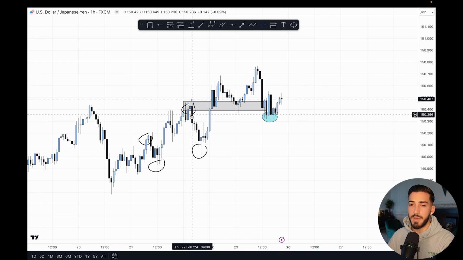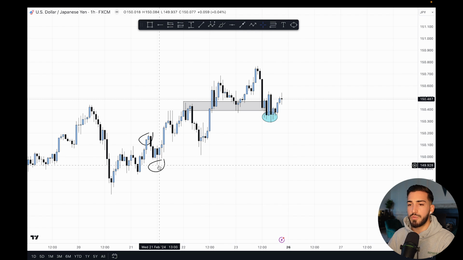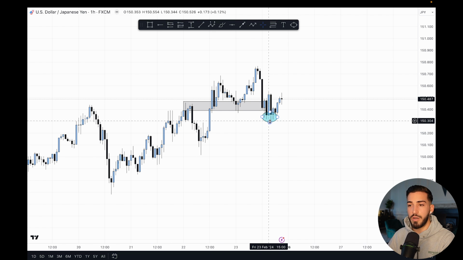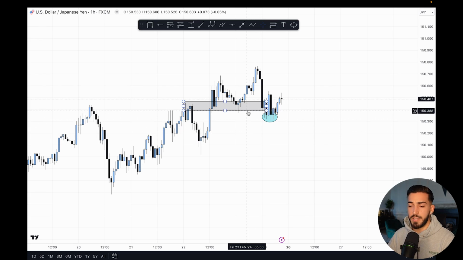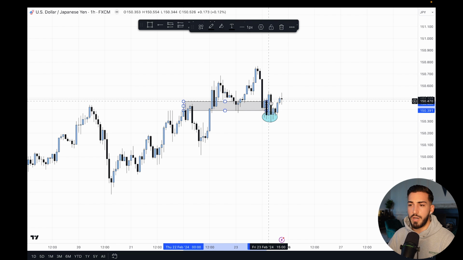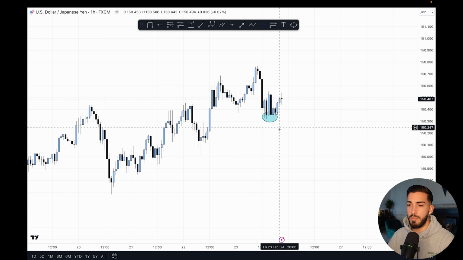So from a seller's perspective, like I was mentioning, that's what sellers are thinking. People who are selling the market are seeing that as a break in market structure, and that is a confluence for them to be looking for a sell position. What else can we see that could potentially be, looking for someone who is looking to sell the market?